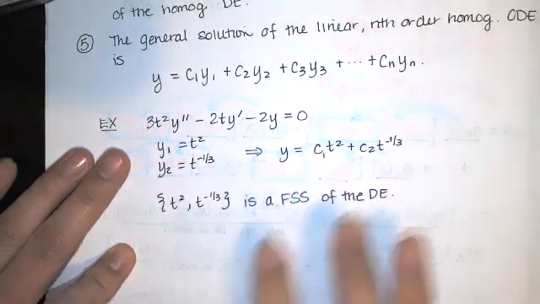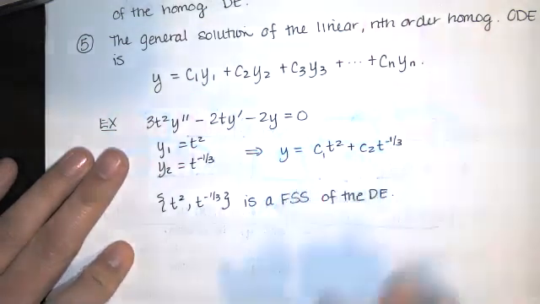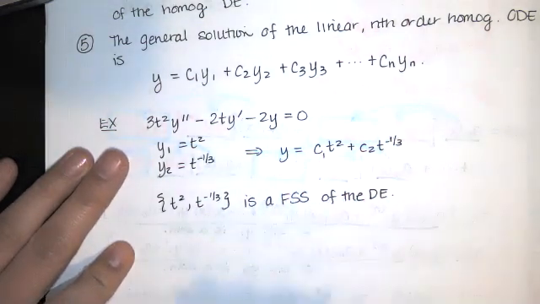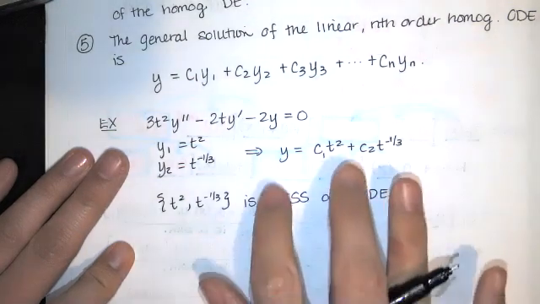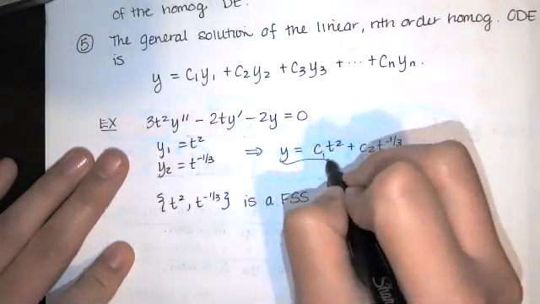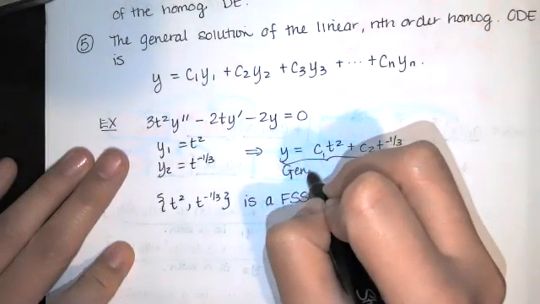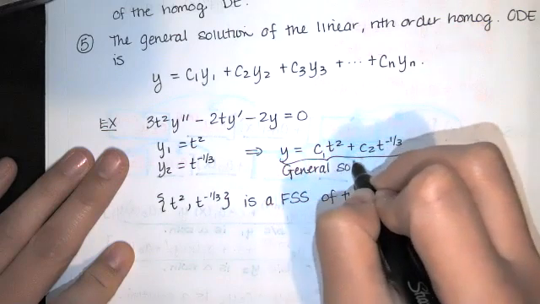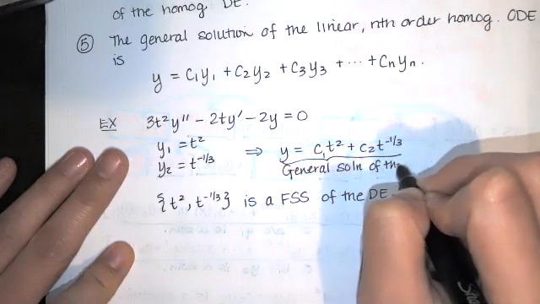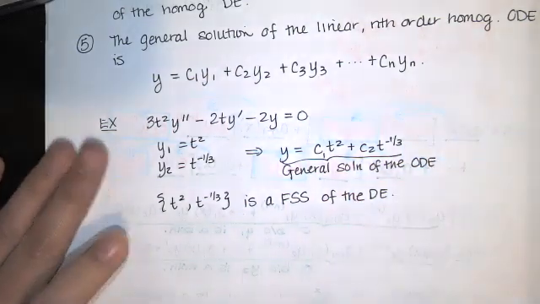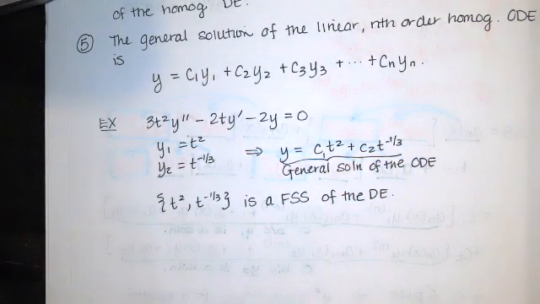So when I multiply them by constants and add them together, not only do I get a family of solutions, this is the family of solutions that contains them all. This is the general solution of the differential equation. And that's what we want. We want the solution, we want that family that contains all the solutions.